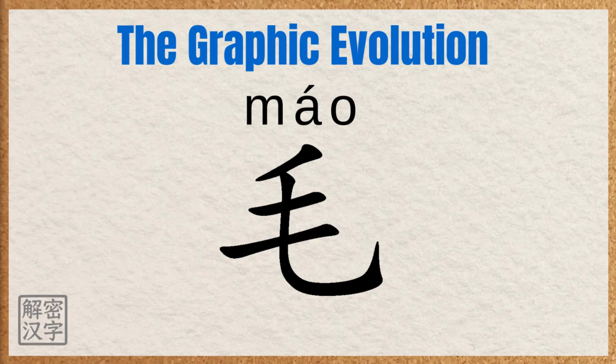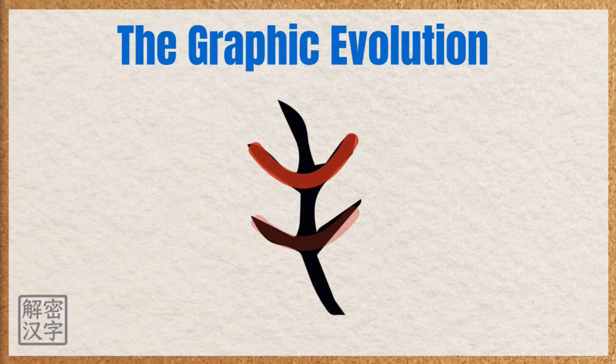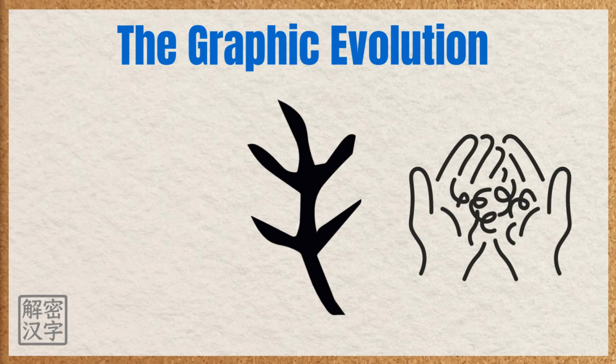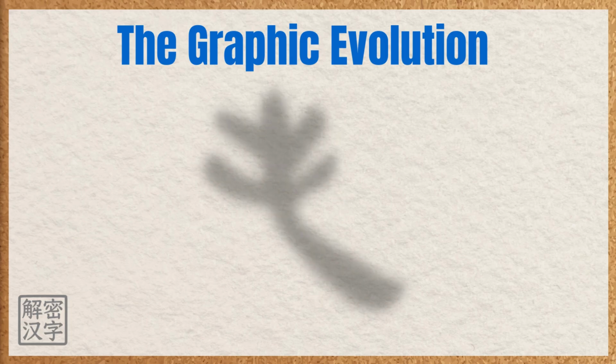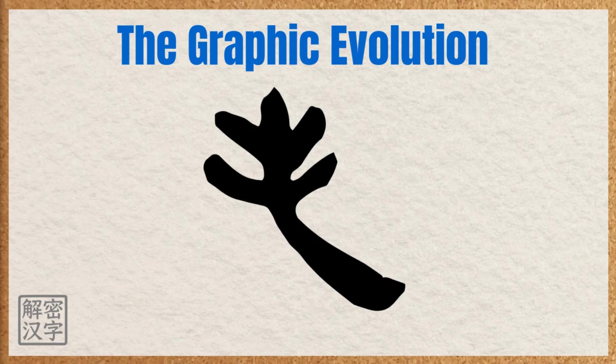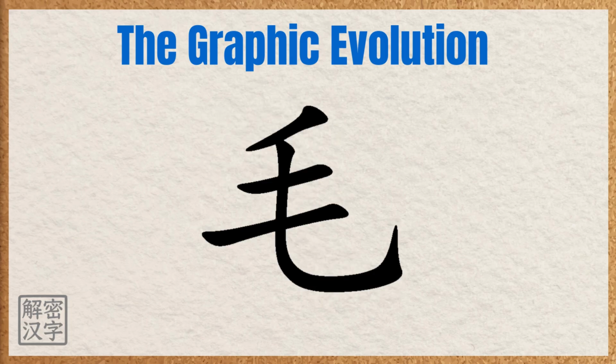The earliest form was made of several intertwined curved lines, mimicking the soft, fluffy texture of hair or fur. Ancient people used this symbol to represent animal fur or body hair. In Seal script, the character didn't change very much. It still looked like two short, curved hairs attached to a longer strand. Over time, it gradually evolved into the modern character we see today.